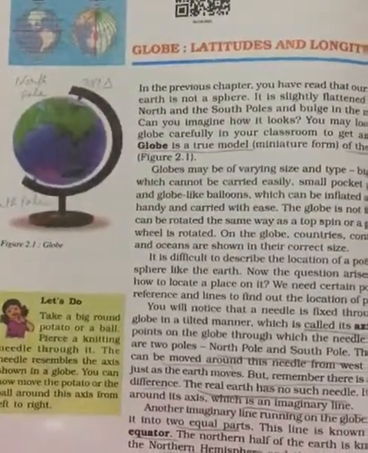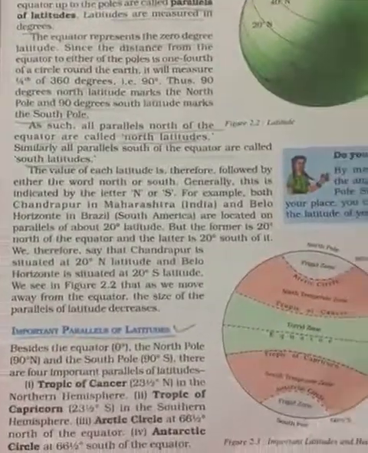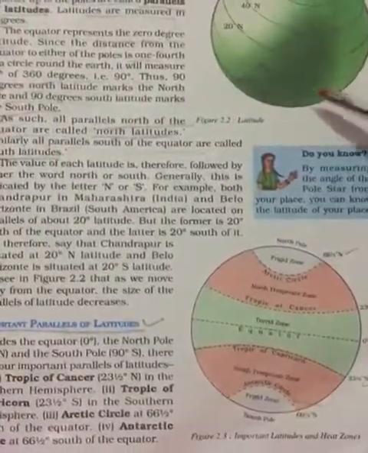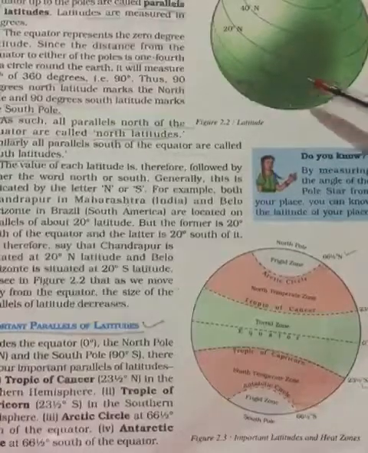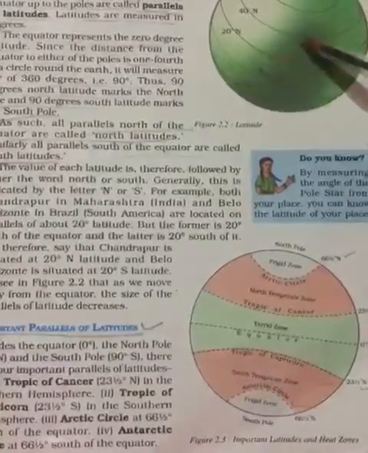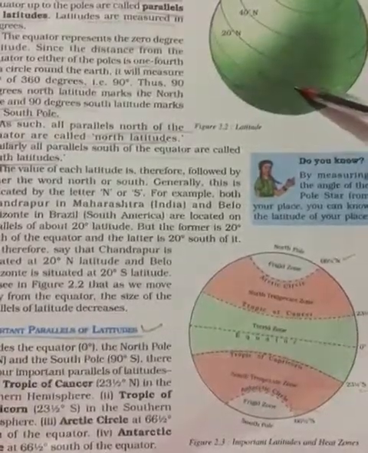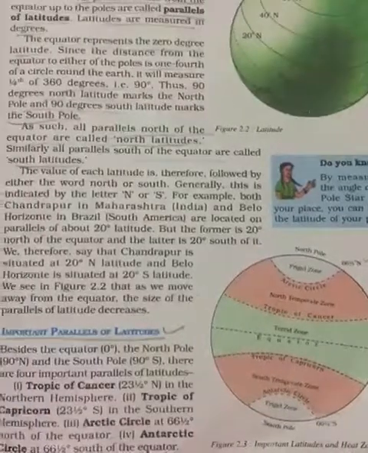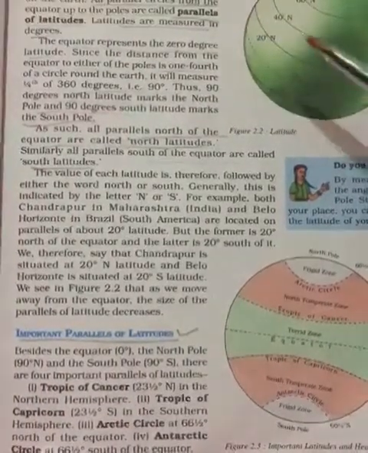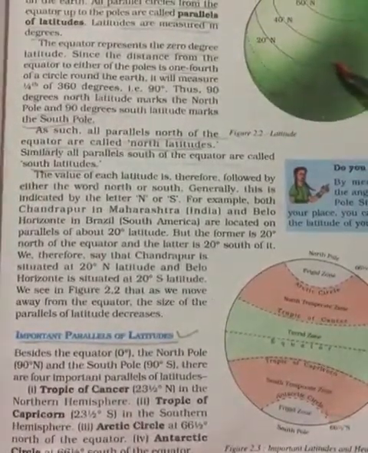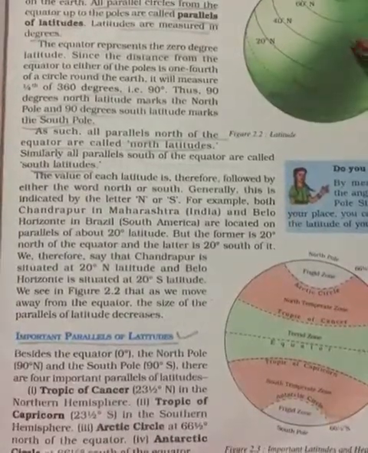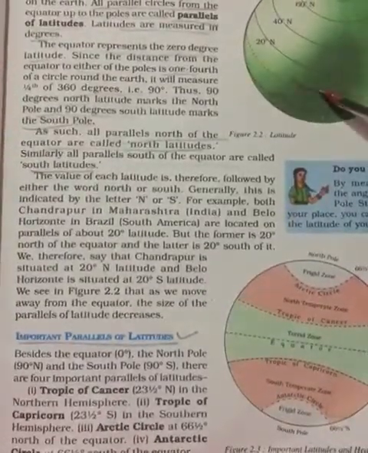Next we will talk about the latitudes. Look at this picture. This picture represents the latitudes. These lines show the latitudes. The North Pole is at 90 degrees in the north, and in the center is the equator at 0 degrees. All parallel circles from the equator up to the poles are called parallels of latitude.